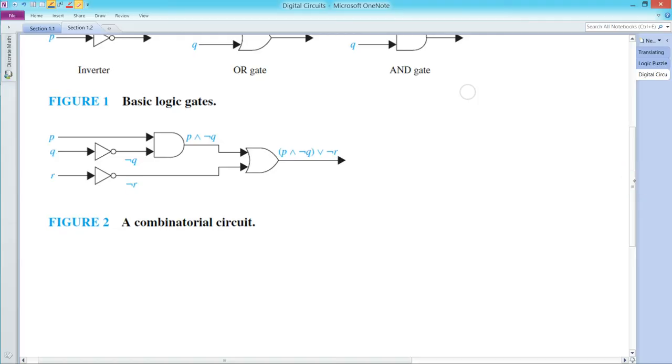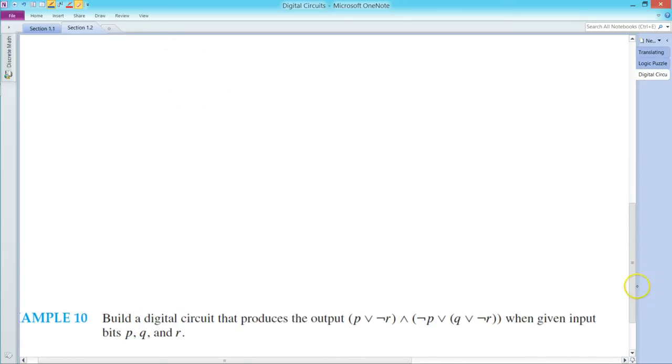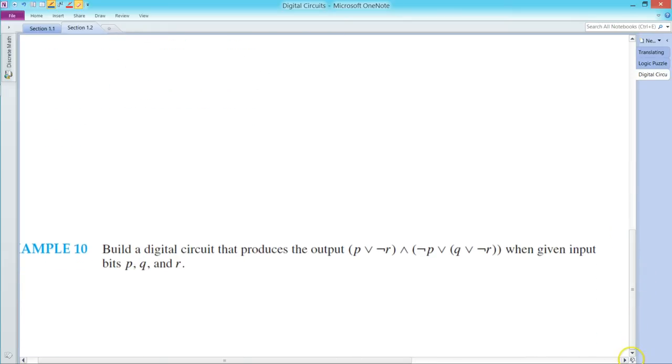This is a very short and simple example of how you can use logic gates, use propositional logic, to represent logical circuits. Let's take this example.